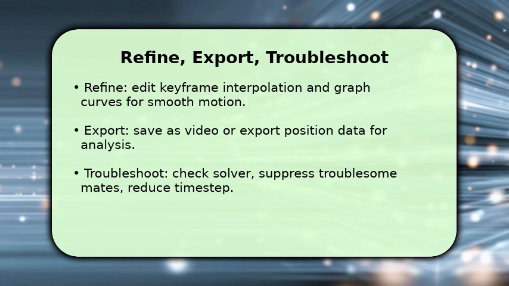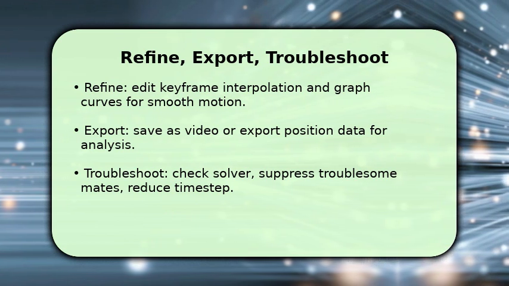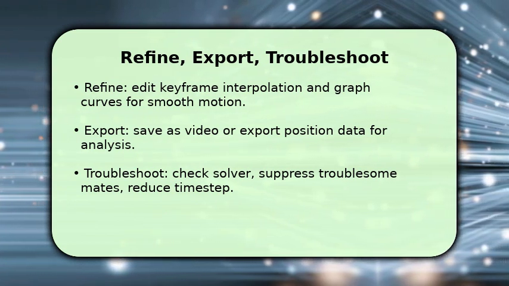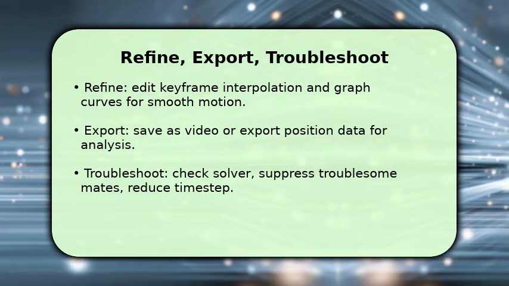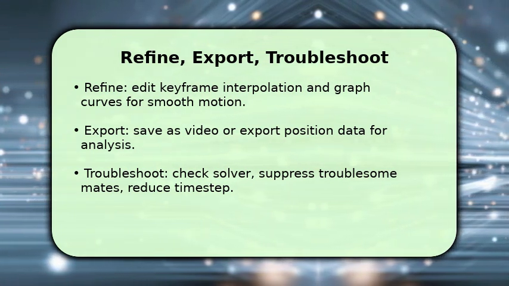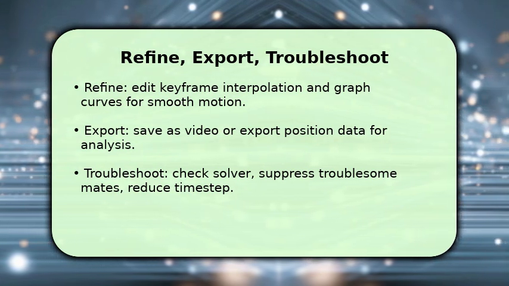If simulation diverges or jitter occurs, check the solver settings, reduce time step size, and temporarily suppress mates that overconstrain the system. If parts penetrate, enable finer collision resolution. These steps resolve most issues and make sure your final motion study behaves predictably.